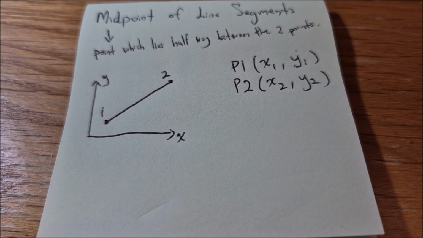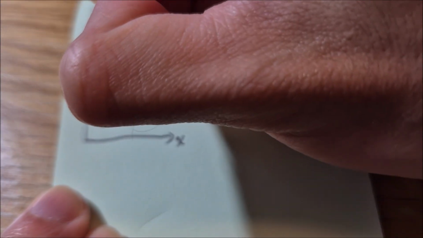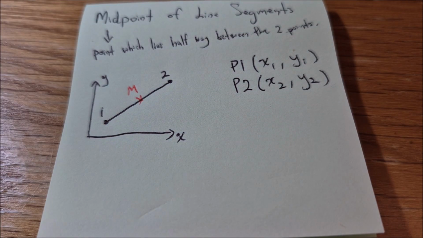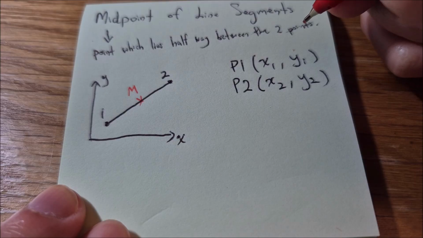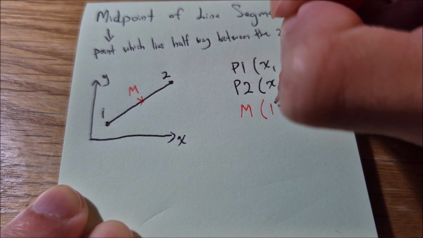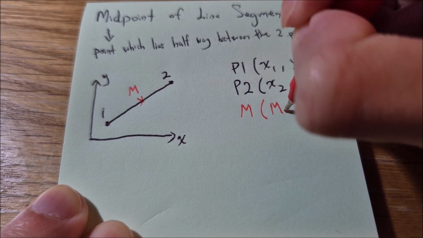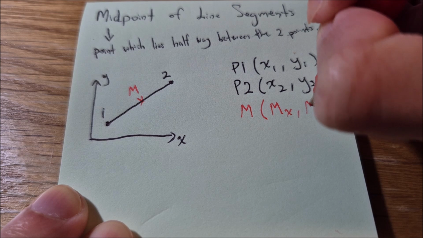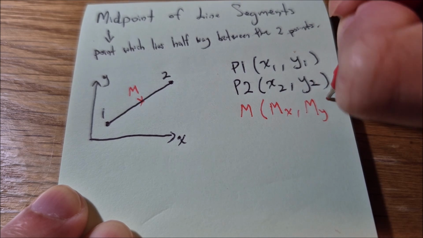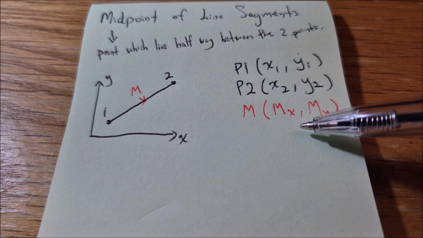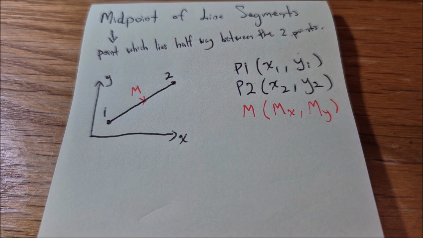Now the midpoint, we can simply label as M, and in the same fashion, the coordinates of M will be Mx and let's say My. Now, how do we get Mx and My?